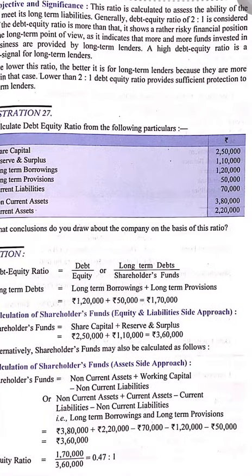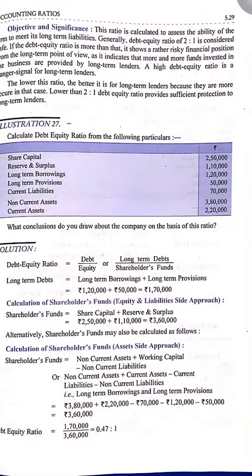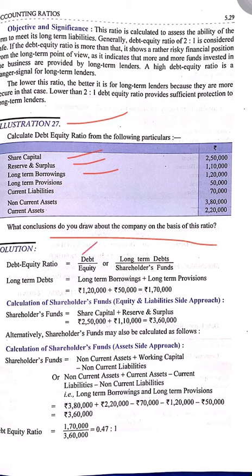Okay. Now, here we can see the formula. Here we can see the illustration. Share capital is given, reserve and surplus is given, everything is given, and now we have to find out the debt equity ratio, that is, long-term debt upon shareholders' fund. So long-term debt means long-term borrowings plus long-term provisions. Long-term borrowings is 1,20,000 plus long-term provisions 50,000. It will be 1,70,000. Shareholders' fund is share capital plus reserve and surplus. Share capital is 2,50,000, reserve and surplus 1,10,000. It will be 3,60,000.